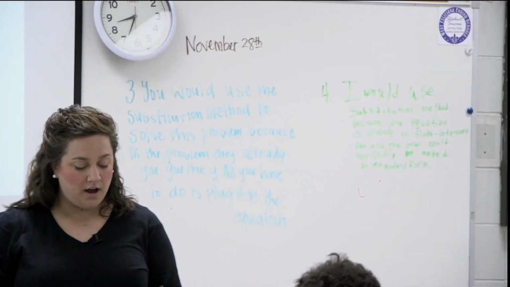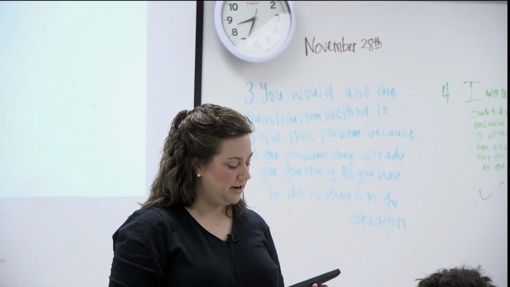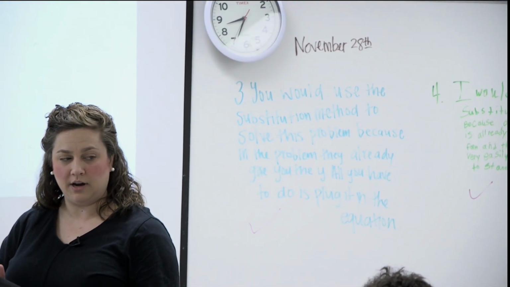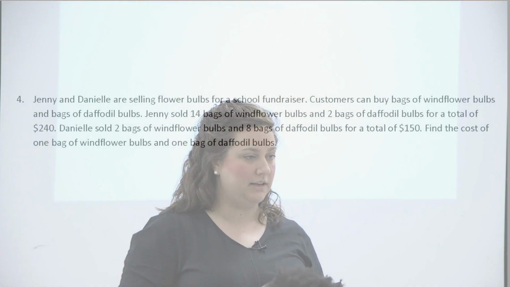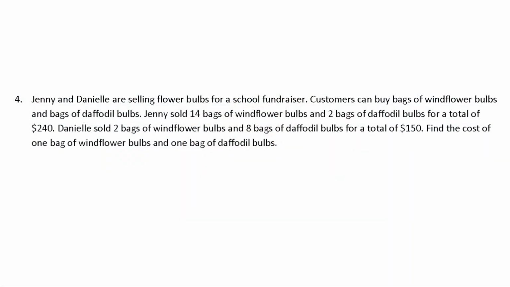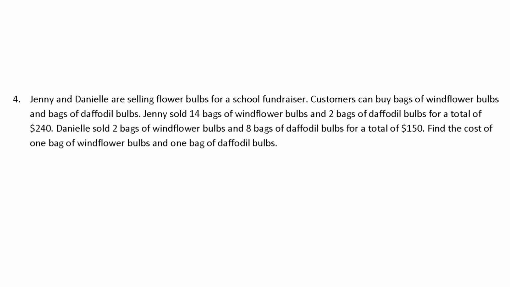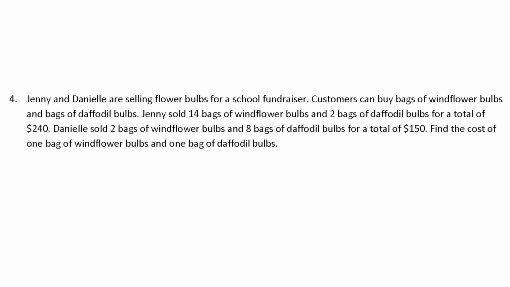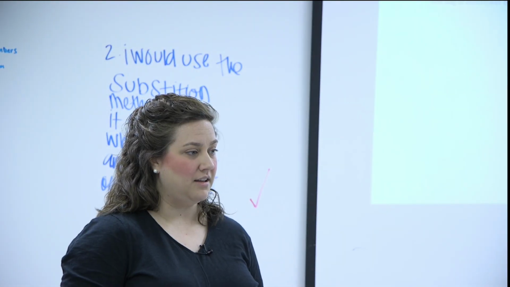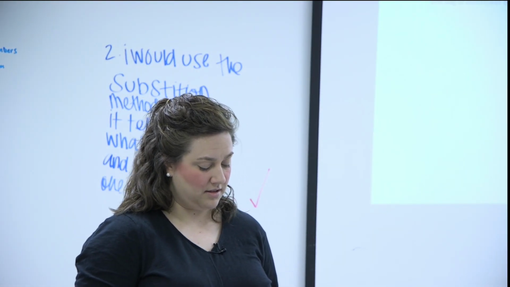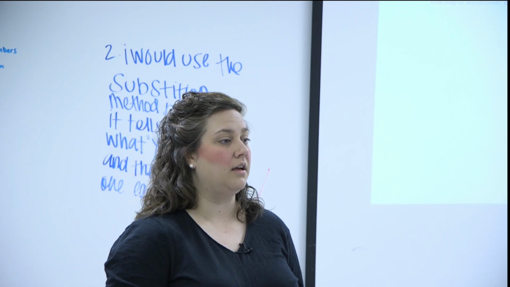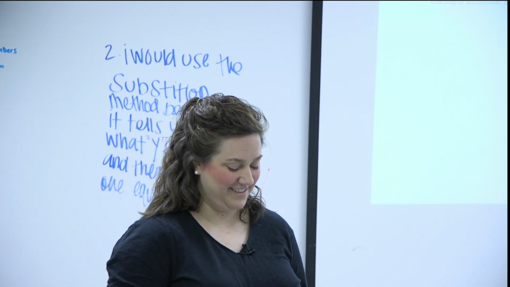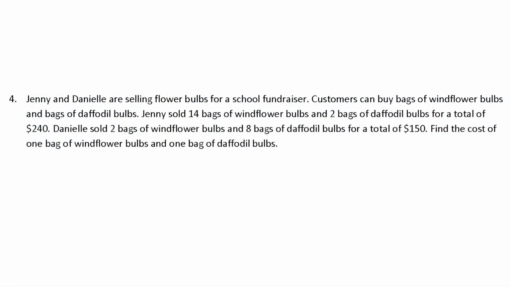Very good. Okay, so here we go. We got this last word problem to go over. Kyra, can you read it to us loudly? Jenny and Danielle are selling flower bulbs for a school fundraiser. Customers can buy bags of windflower bulbs and bags of daffodil bulbs. Jenny sold 14 bags of windflower bulbs and 2 bags of daffodil bulbs for a total of $240. Danielle sold 2 bags of windflower bulbs and 8 bags of daffodil bulbs for a total of $150. Find the cost of 1 bag of windflower bulbs and 1 bag of daffodil bulbs.